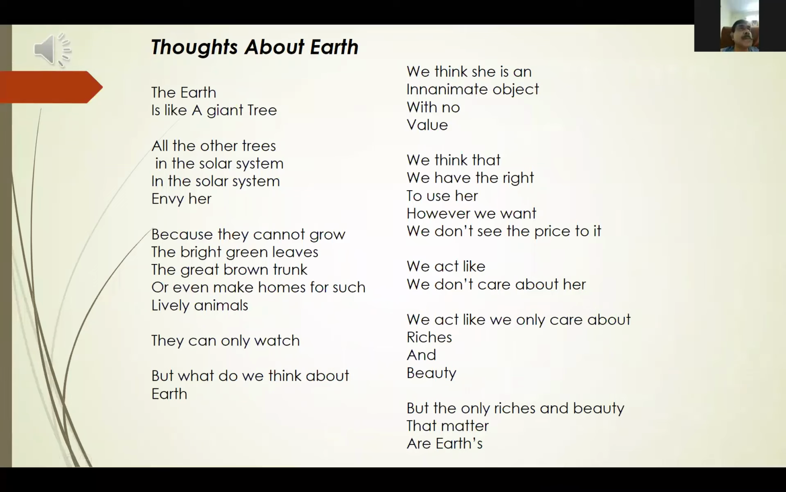Thoughts about Earth. The Earth is like a giant tree. All the other trees in the solar system envy her because they cannot grow their bright green leaves, the great broad trunk, or even make homes for such lively animals. They can only watch, but what do we think about Earth? We think she's an inanimate object that has no value. We think we have the right to use her however we want. We don't see the price of it. We act like we don't care about her. We act like we only care about riches and beauty, but the only riches and beauty that matter are Earth.